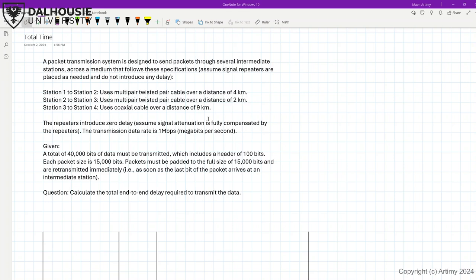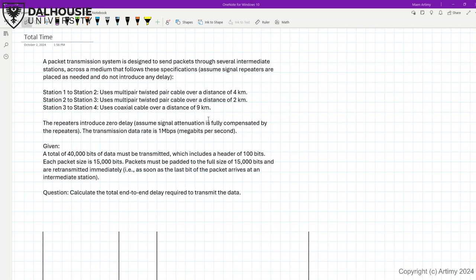Between them there is a cable, a multi-pair twisted pair cable, and the distance is 4 kilometers. And from 2 to 3, a multi-pair twisted pair cable over a distance of 2 kilometers. And finally another cable from station 3 to 4 uses coaxial cable over a distance of 9 kilometers. All right, the repeaters introduce zero delay. Assume signal attenuation is fully compensated by the repeaters.